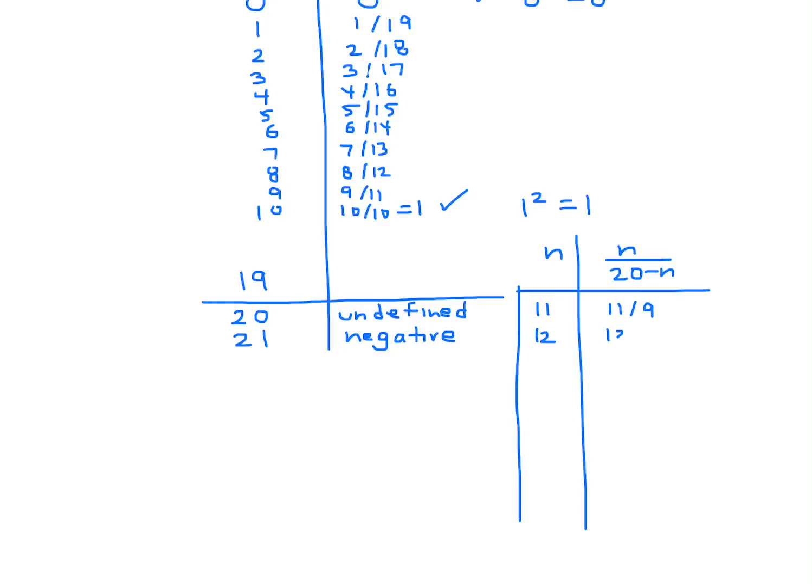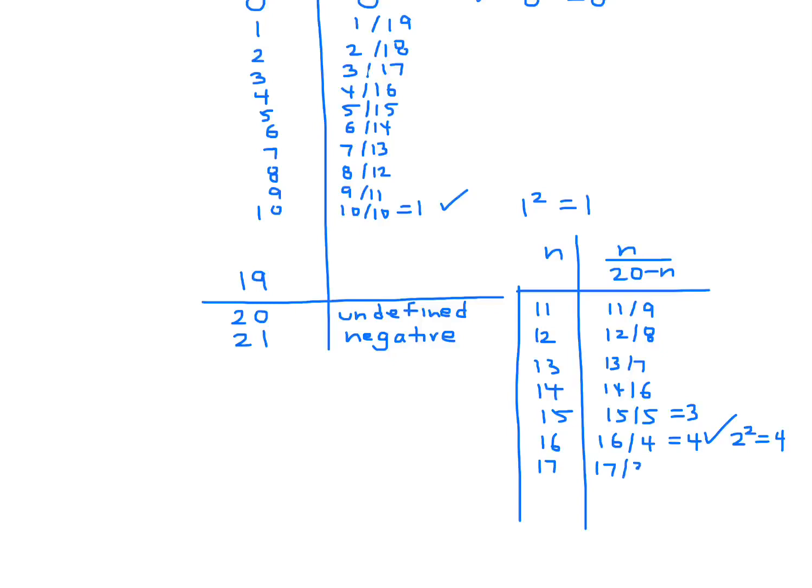12 becomes 12 over 8. 13 is 13 over 7. 14 is 14 over 6. 15 is 15 over 5, and that's 3. Even though that's an integer, 3 is not the square of an integer. 16 is 16 over 4. That's 4. Is 4 the square of an integer? Yes, because it's 2 squared. So now we've got a third one.